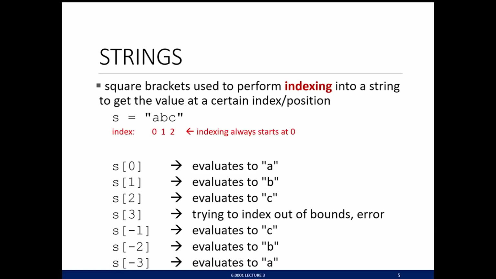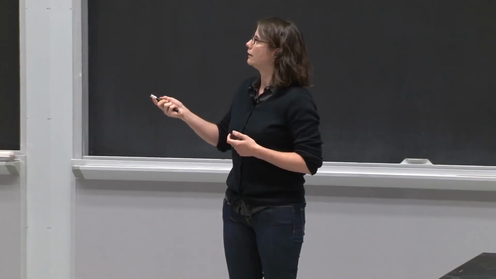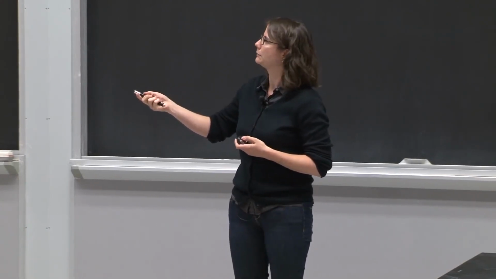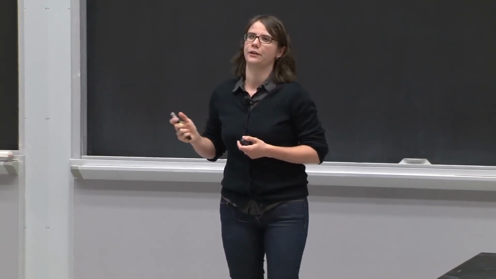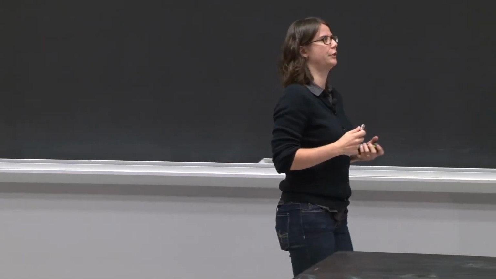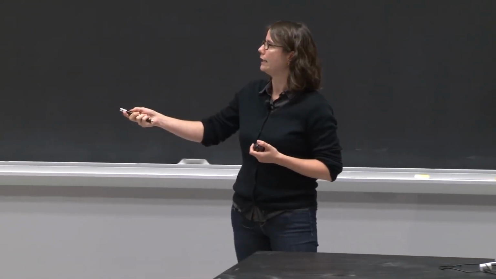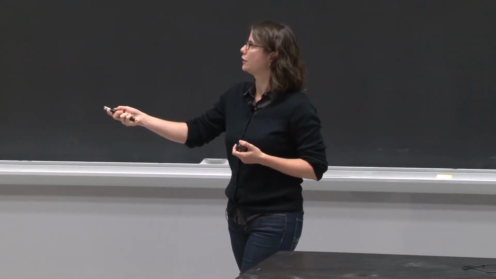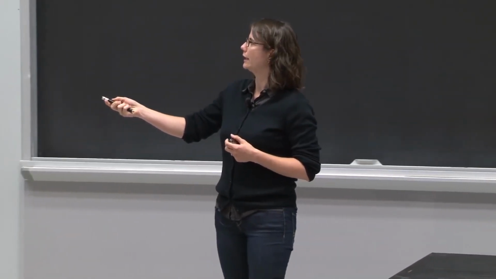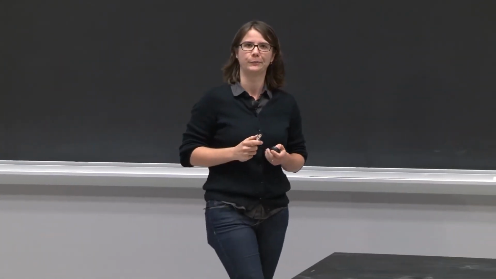In computer science, we start counting from 0 by convention. Notice we had a problem set 0 in this class. Python's no different. In Python, you start indexing at position 0. So the first character in your string, we say, is at position 0, or at index 0. The next character in the string is at index 1, and the next character is at index 2.